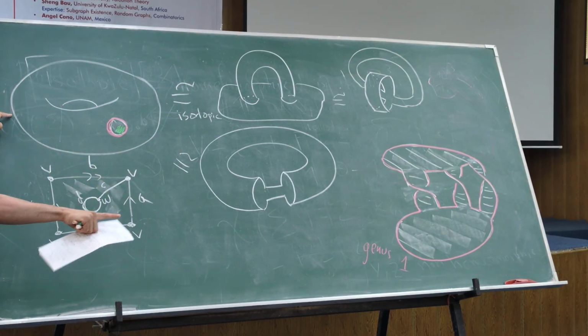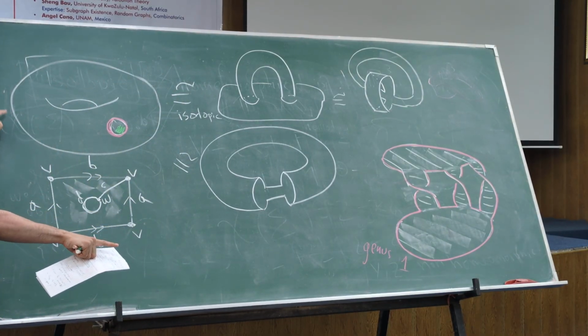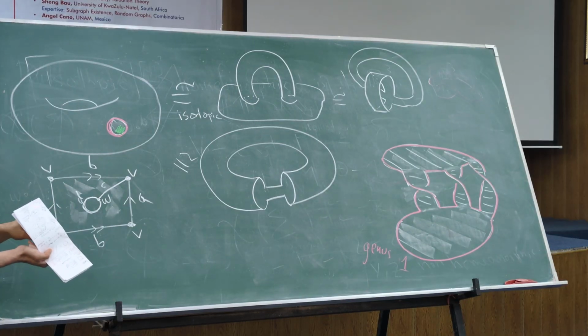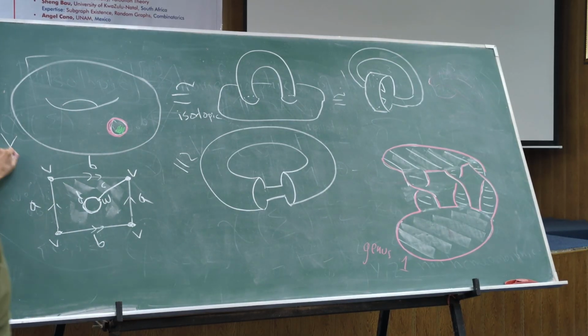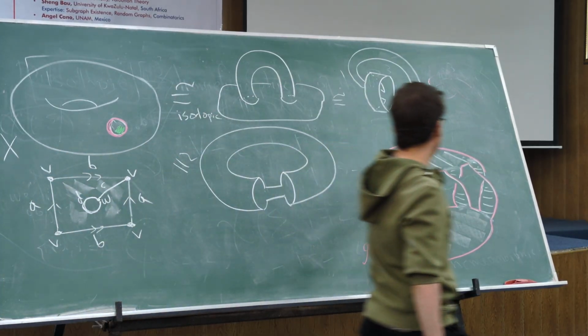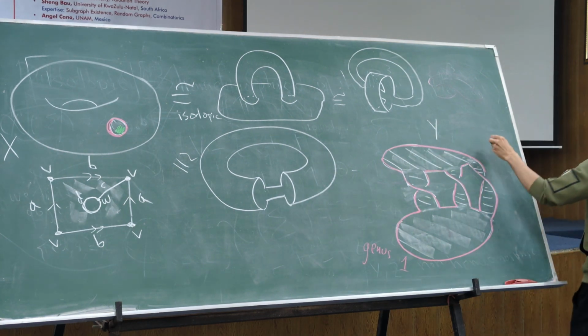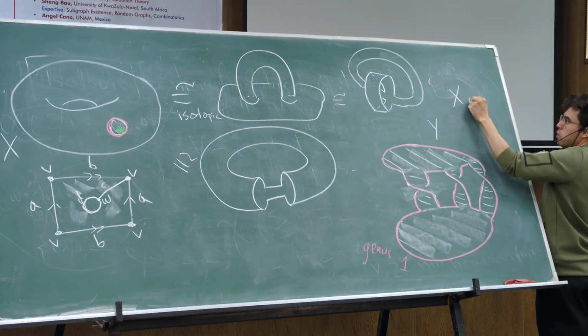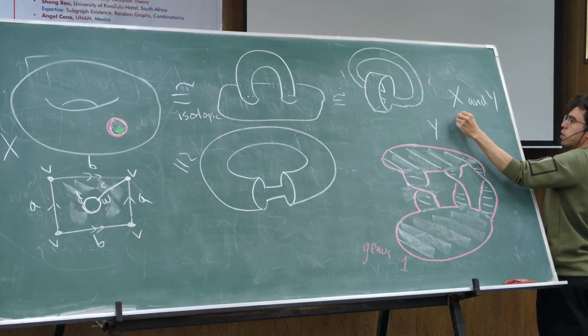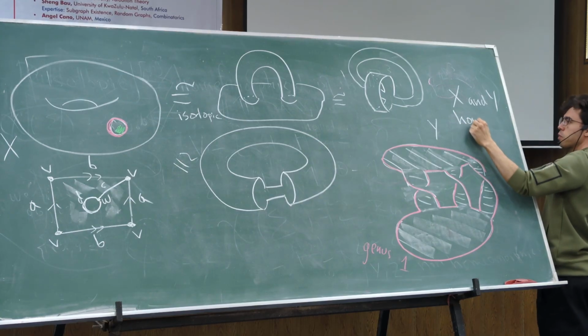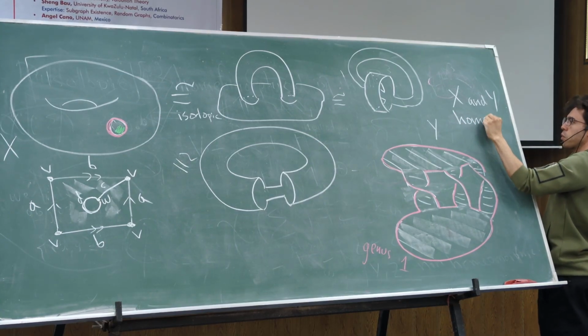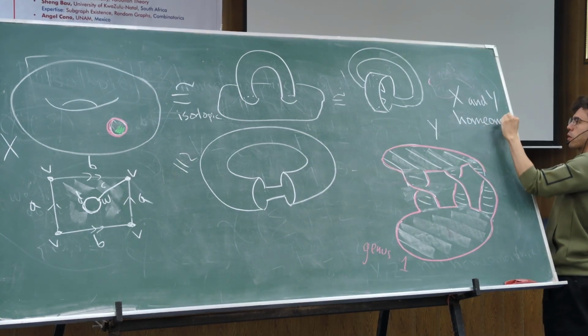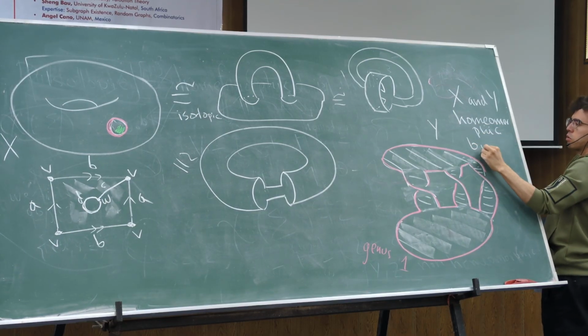So they are homeomorphic surfaces, but they are not isotopic. So these are X and Y. Homeomorphic, but not isotopic.